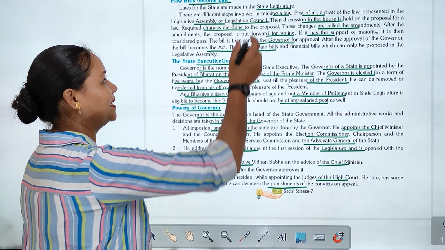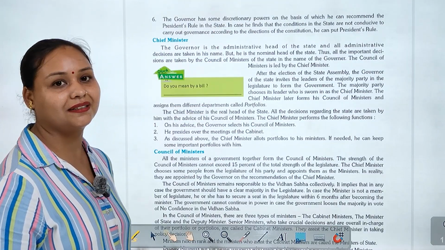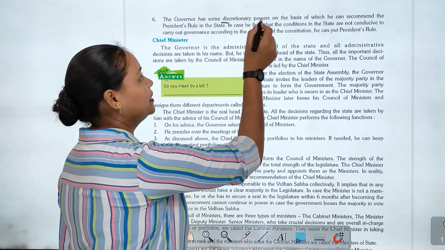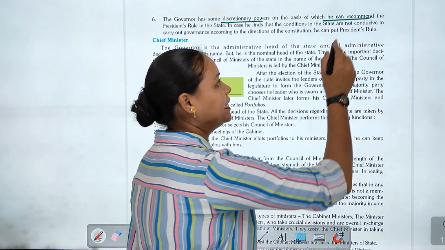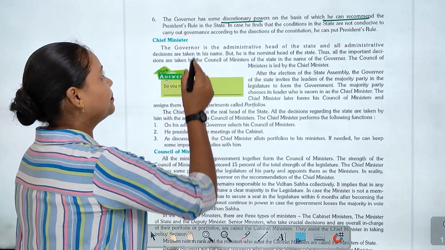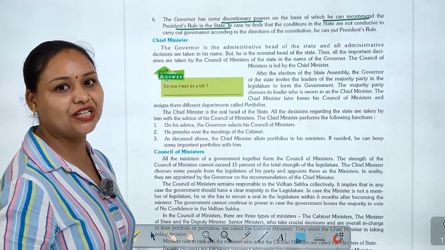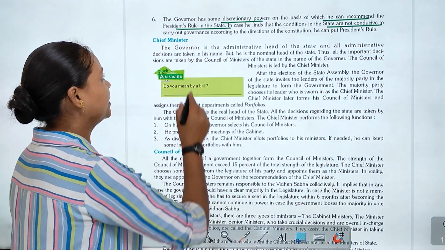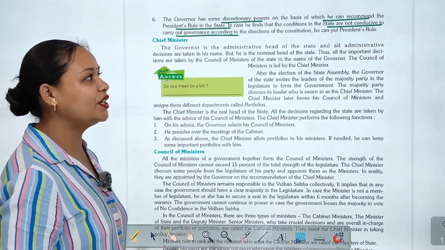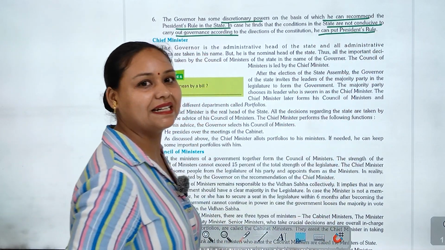Okay. Chalo. Next, the governor has some discretionary powers on the basis of which he can recommend the president's rule in the state, in case he finds the conditions in the state are not conducive to carry out governance according to the directions of the constitution. He can put president's rule.